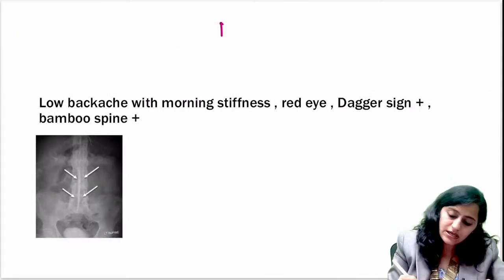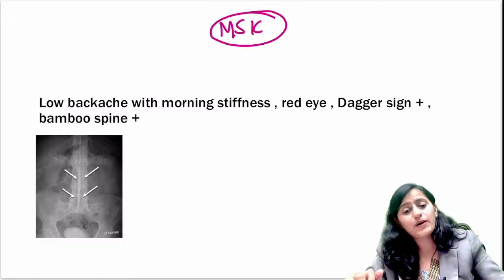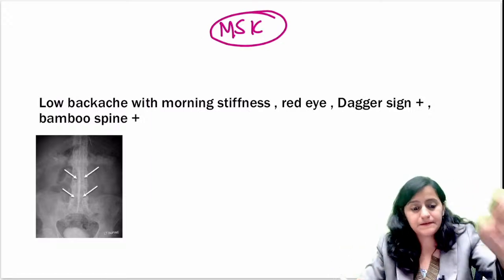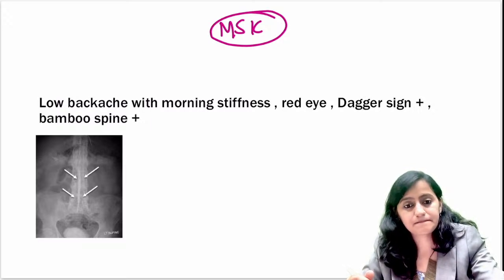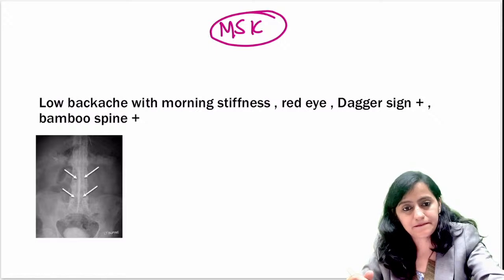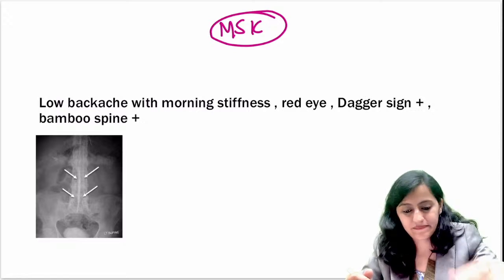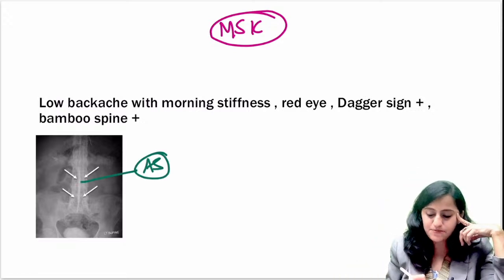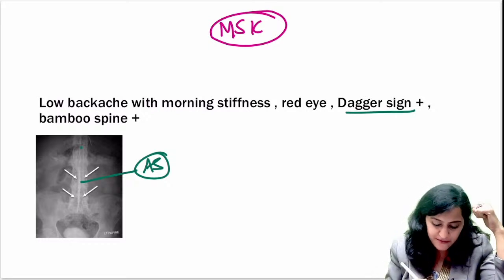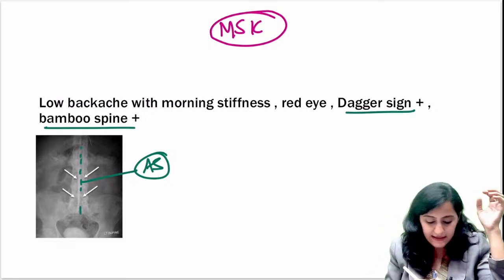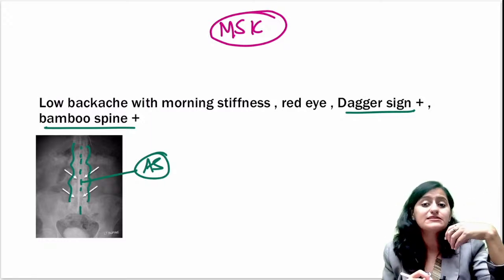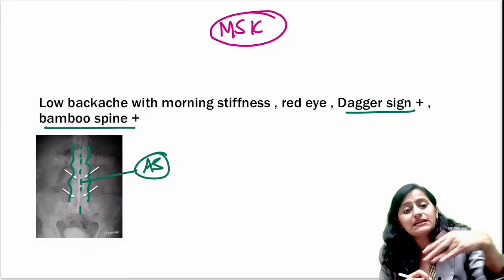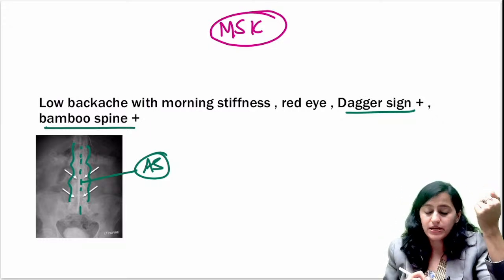Next one, coming to the musculoskeletal system. What is the diagnosis here? Yes, what is the diagnosis here? Very good. This is ankylosing spondylitis. You are seeing dagger sign which is present, the white line in the center, the bamboo spine, the fusion of the vertebra which is happening. This is ankylosing spondylitis. The term tells you it is ankylosing, that is fusing the spine, the inflammation of the spine, fusing the joints, fusing the spine.